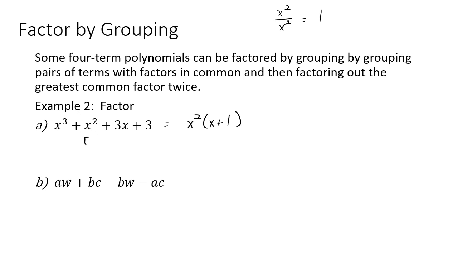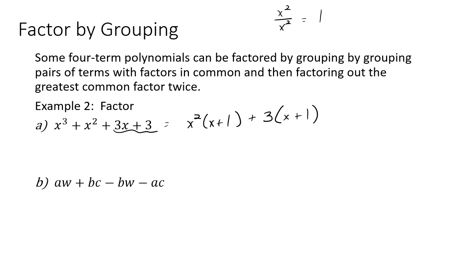For our second pair of terms, we've got a 3 in common between the two. So we've got a plus in between. If I factor a 3 out of both terms, that would leave me with an x for the first, and again, 3 divided by 3 would leave me with the 1 for the second.